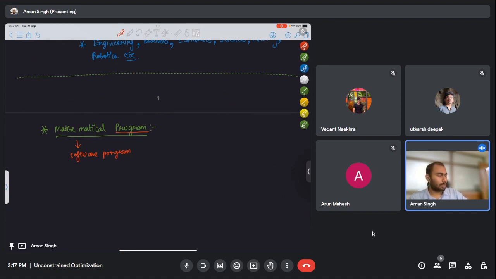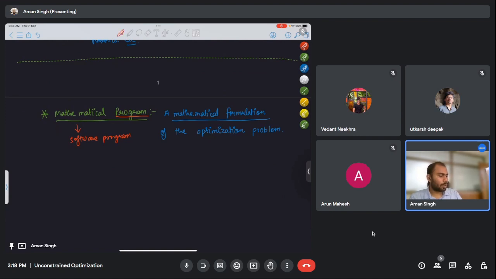So a mathematical program is just a mathematical formulation of the optimization problem. What this means is, if you have some problem, something to optimize, as soon as you write it in terms of a mathematical formula, or in some form of mathematics, then we call it a mathematical program. And it turns out that almost all optimization problems can be written in this form.